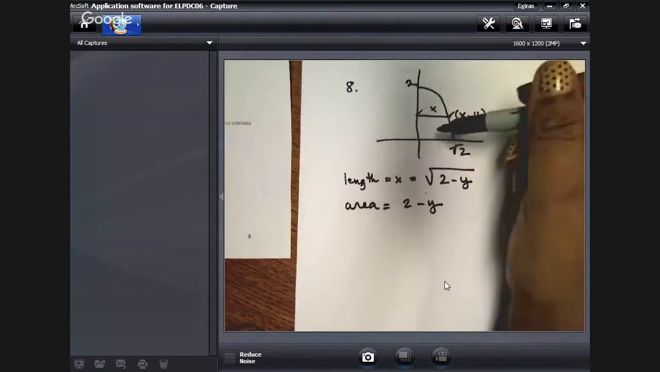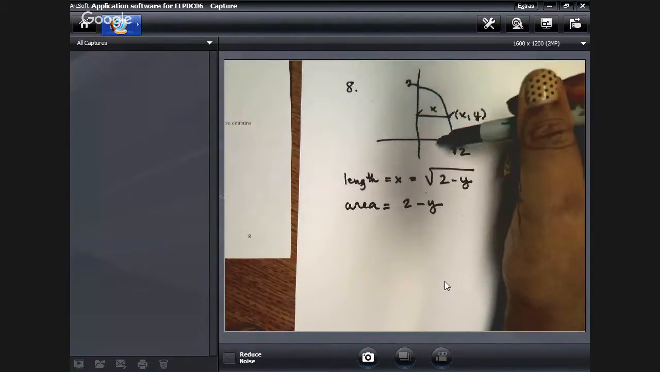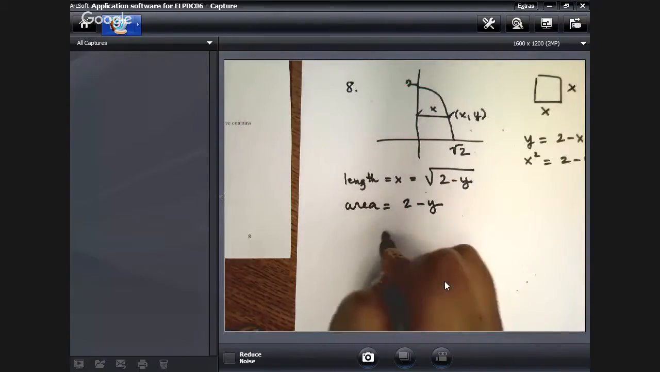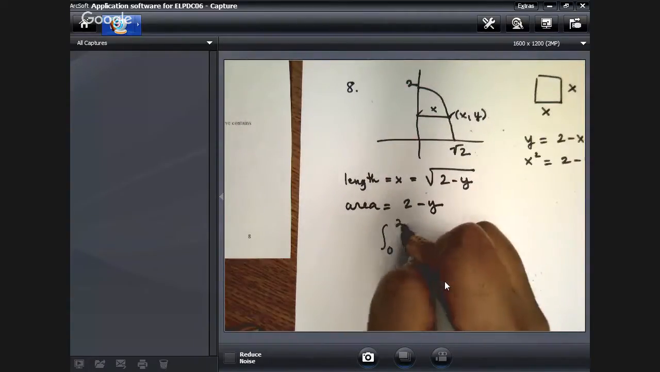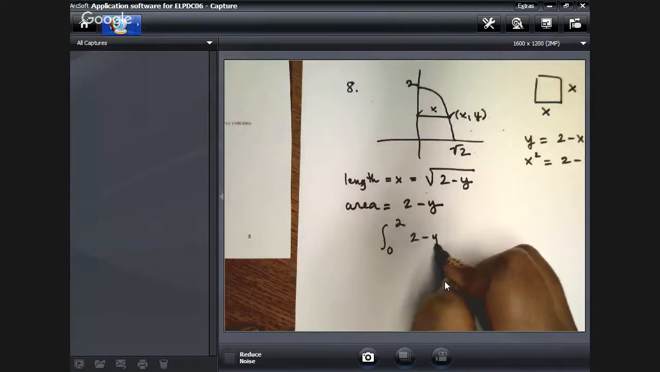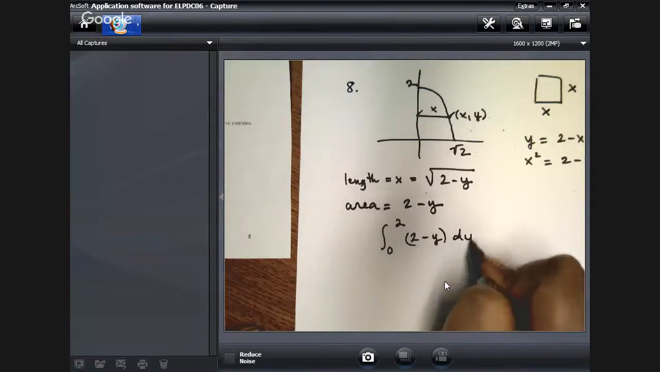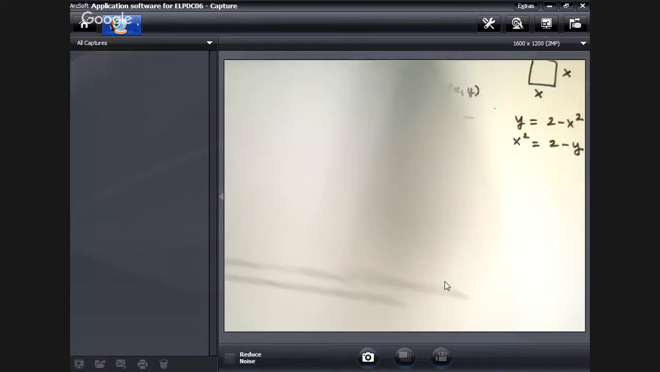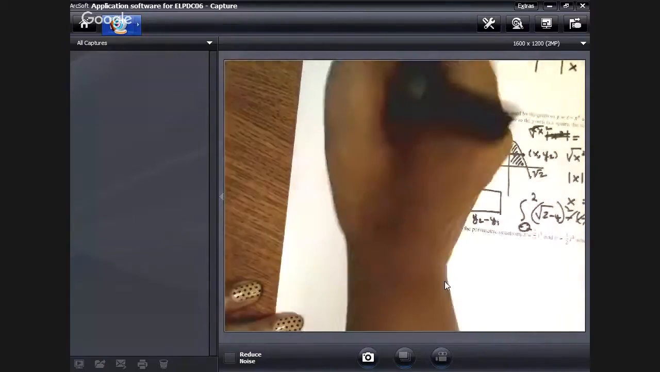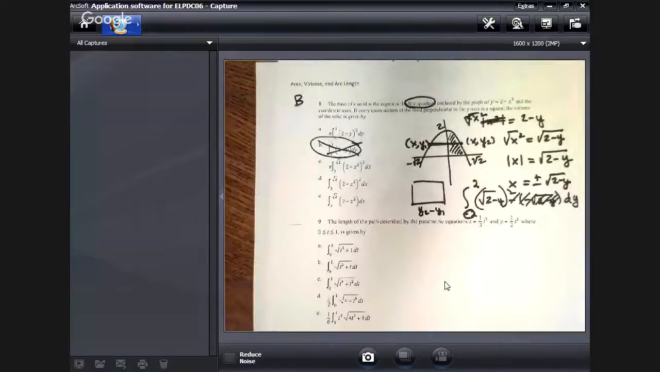And these are actually being stacked up this way from bottom to top. So I'm integrating with respect to y and not x, which is where I was messing up. The integral from 0 to 2 of 2 minus y dy. So I was right that the answer is B. I hope you were able to follow along when I corrected myself.